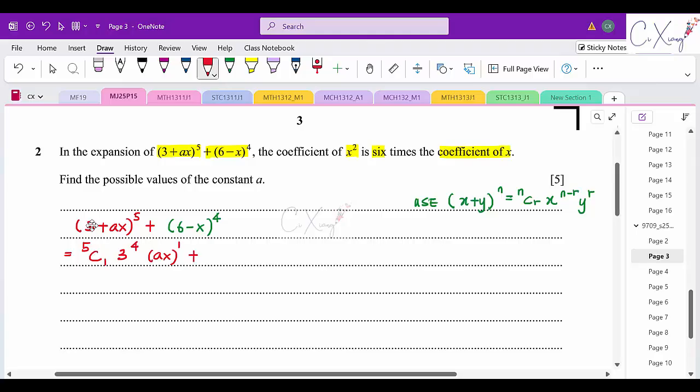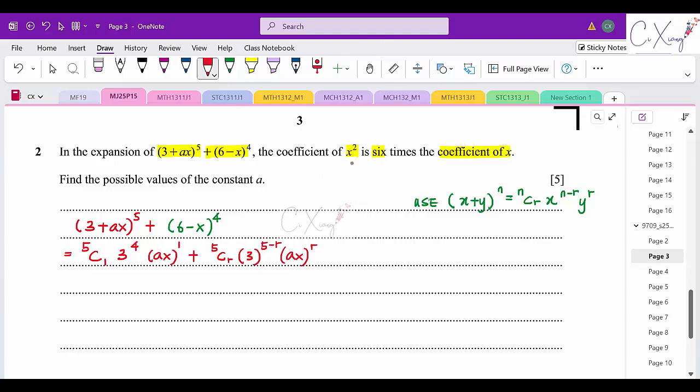After that, we are interested also in the coefficient of x squared, right? So to get the coefficient of x squared, again, the same thing happens. You'll be having 5cr, 3 power n minus r, where n is 5 here, so 5 minus r, and then ax power r. How can I get the x squared here? I need to make sure that my r is a 2, because I'm having x squared. So 5 minus 2, you get a 3, and the value of r is actually a 2 here, right? Okay, so we are having the x term and also the x squared term for the first bracket.